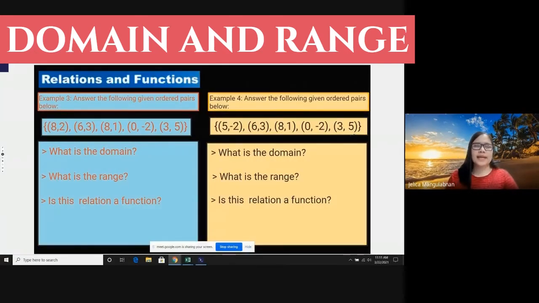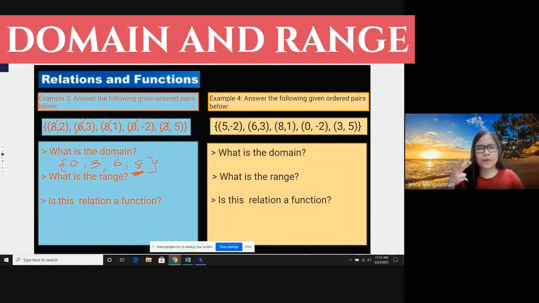Example number 3. Answer the following given ordered pairs below. So we have (8, 2), (6, 3), (8, 1), (0, -2), and (3, 5). Let us first identify the domains. I will use red font for the domain. Again, we'll use brackets, from least to greatest. So I just cancel out all the x values. The least x value is 0, followed by 3, followed by 6, and then 8. I will just highlight the 8. We use 8 twice.